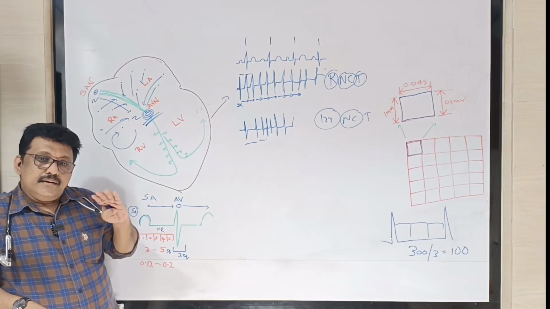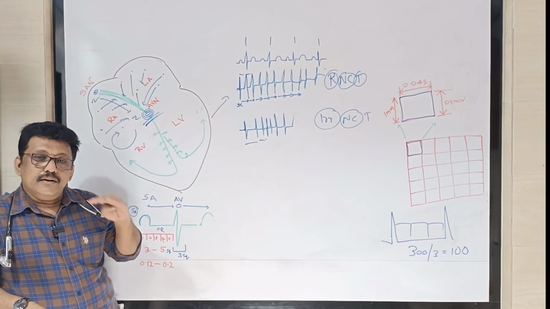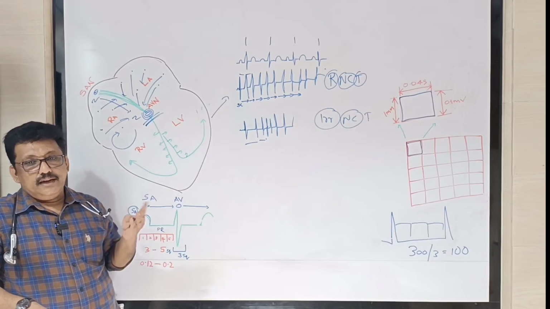What is the main treatment? Main treatment is to control the rate. If you don't control the rate, the patient may go into hypotension and shock.